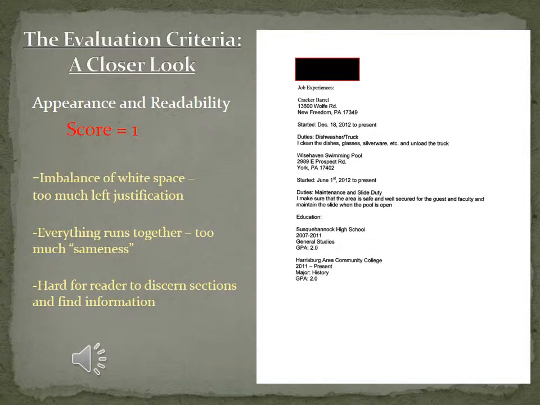So, getting back to the evaluation criteria, and in particular the appearance and readability, if we were to look at a resume that would receive a score of 1 for appearance and readability, this resume sample that you have in front of you would be a prime example. If you look at the resume carefully, you'll see that there's an imbalance of white space. Everything is kind of less justified, and you'll see there's a lot of white space left available on the right-hand side of the resume.